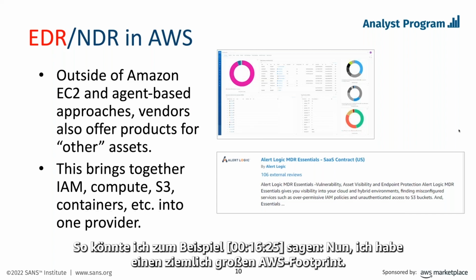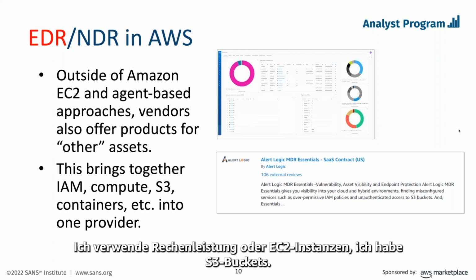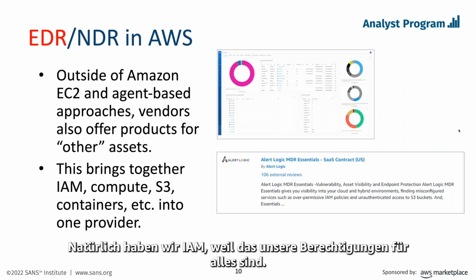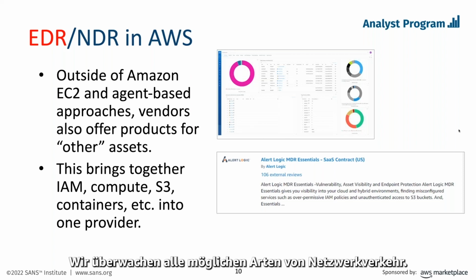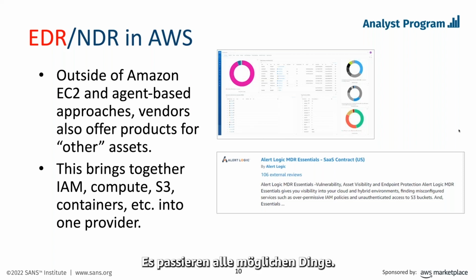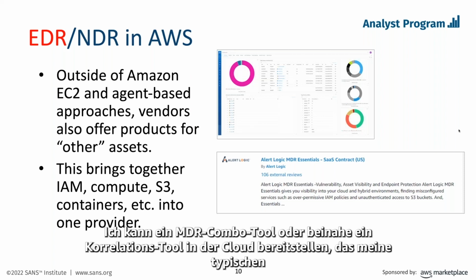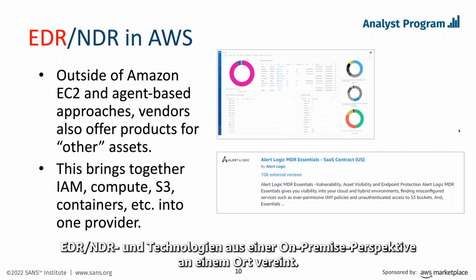So for example, I might say to myself, well, I've got a pretty big AWS footprint. I'm using compute EC2 instances. I've got S3 buckets. Obviously, we've got IAM because that's our permissions for everything. We've got domains out here. We're monitoring all sorts of network traffic. There's all sorts of things happening. I want to bring all of these into one place. Great. I can deploy an MDR combo tool or almost a correlation tool in the cloud that will bring my typical EDR, NDR technologies from an on-prem perspective into one place.